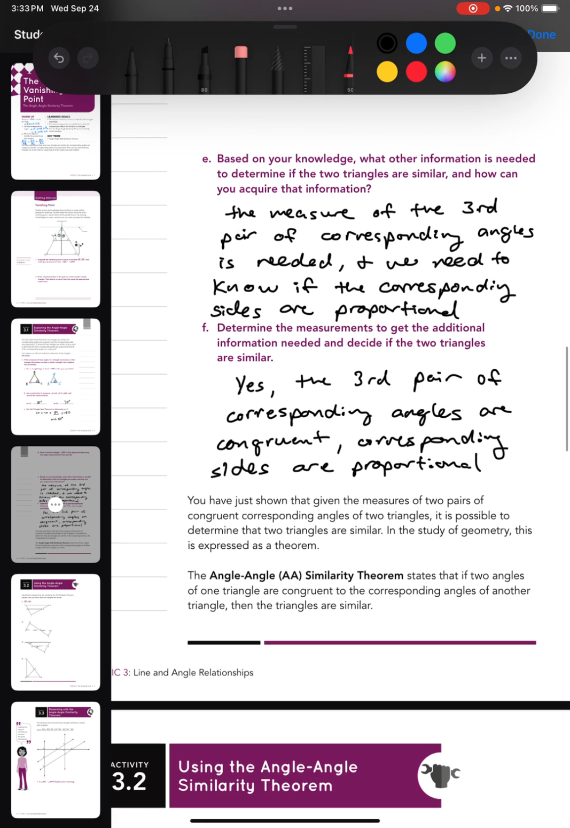Okay, as it says, we've just shown that given the measures of two pairs of congruent corresponding angles of a triangle, it is possible to determine that two triangles are similar. In the study of geometry, this is expressed as a theorem, known here as the angle-angle similarity theorem. It states that if two angles of one triangle are congruent to the corresponding angles of another triangle, then the triangles have to be similar.